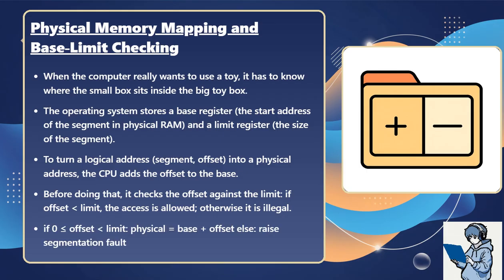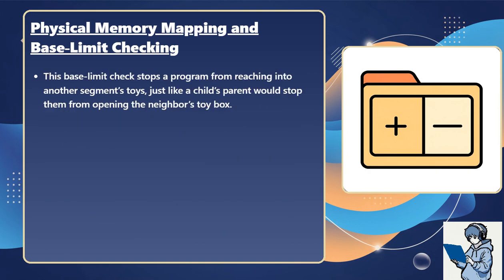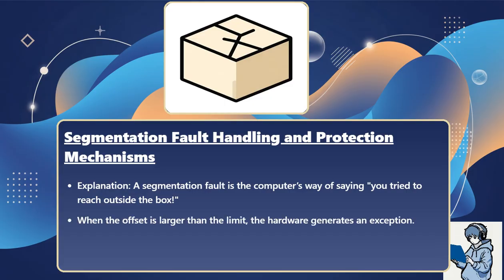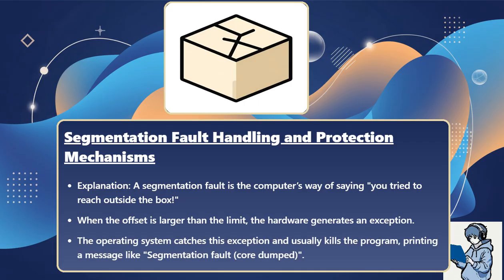If 0 is less than or equal to offset and offset is less than limit, then physical equals base plus offset, else raise segmentation fault. This base-limit check stops a program from reaching into another segment's toys, just like a child's parent would stop them from opening the neighbor's toy box. Explanation: a segmentation fault is the computer's way of saying you tried to reach outside the box. When the offset is larger than the limit, the hardware generates an exception. The operating system catches this exception and usually kills the program, printing a message like "segmentation fault, core dumped."